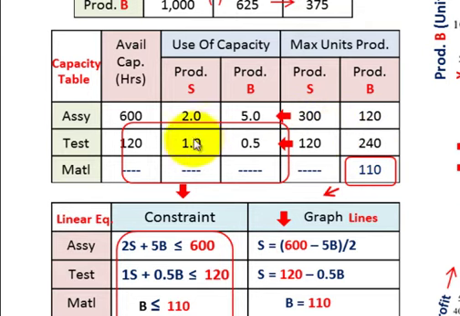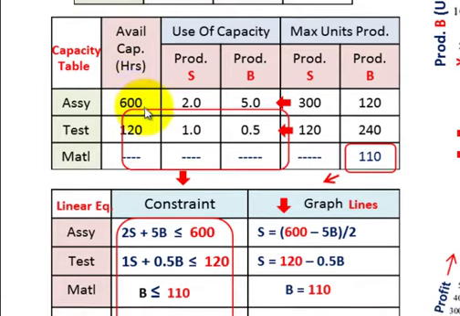And then we have one other restriction, a material restriction for product B. We can only acquire enough material to build 110 units of product B. Okay, so this is what you're going to have to do when you're talking about linear programming or linear optimization, when you're dealing with these different operations and different products that have to be allocated to those different operations based on available capacity.